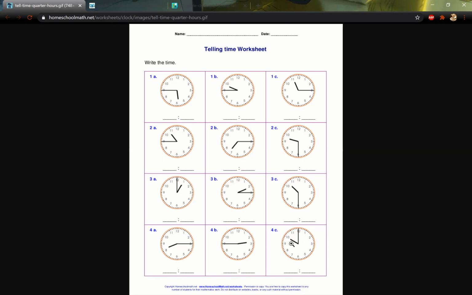We also went over how the hour hand only points directly at the number at the o'clock, when it's exactly that time. Otherwise, it would always be in between the two numbers.